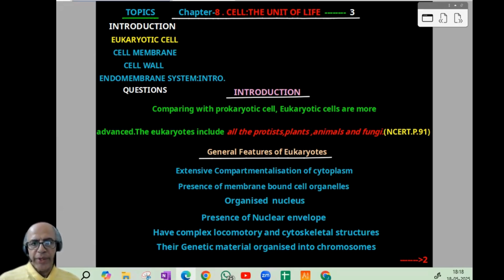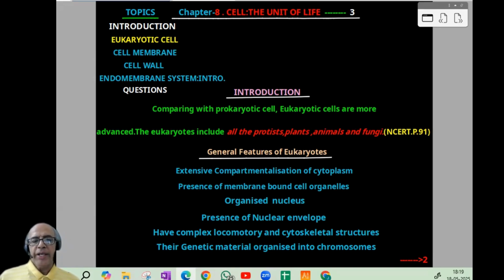So when we enter into the introduction, comparing with the prokaryotic cell, eukaryotic cells are more advanced. And eukaryotes include all the protists, plants, animals, and fungi that we already learned in biological classification. Now, general features of eukaryotes. So when we come to general features of eukaryotes, it's a theory question.